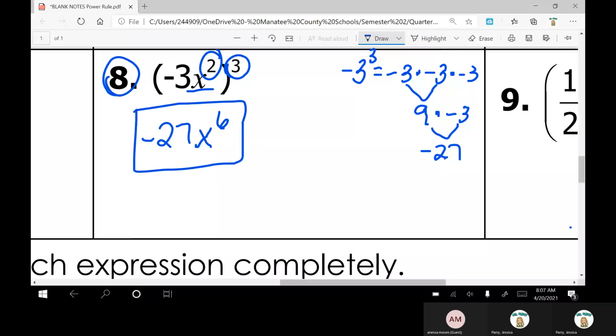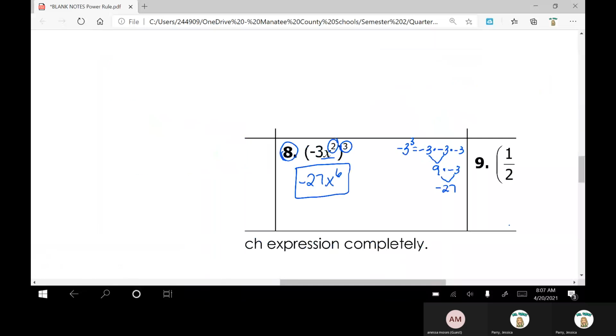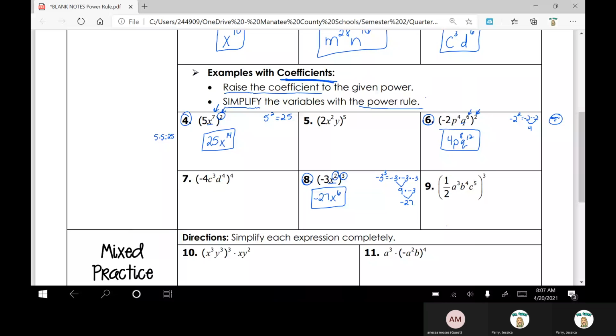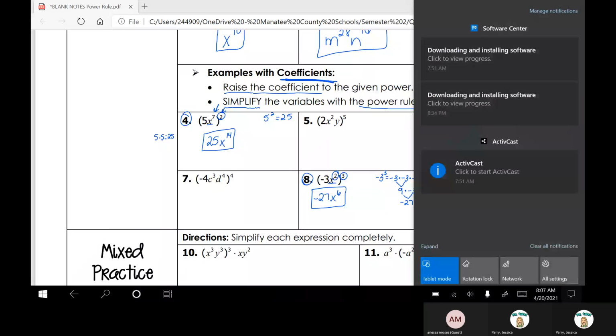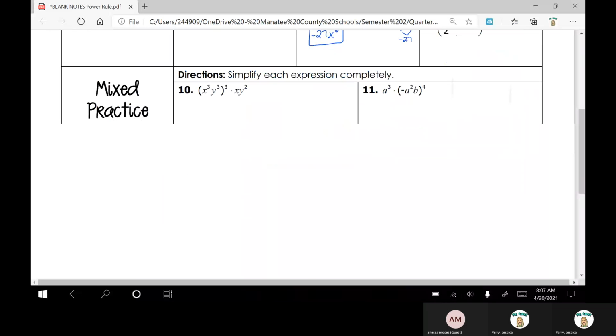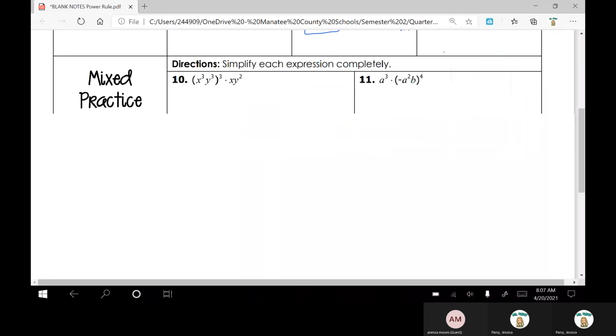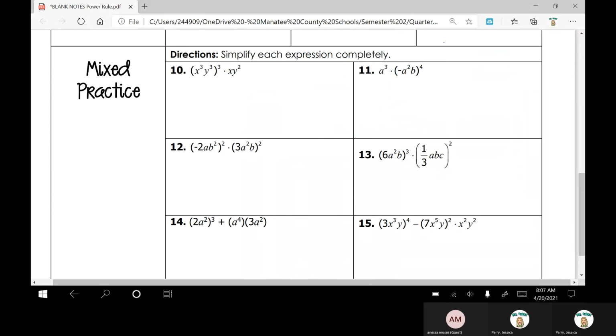Okay, so that's pretty much how you do your power rule. And I left a couple examples there empty, so you can try them out on your own as well. But let's do some mixed practice as well, because you're not just going to only do the power rule. Sometimes you'll have to mix it up and do a couple of things together. So let's do our directions here. Simplify each expression completely. So let's do number 10.